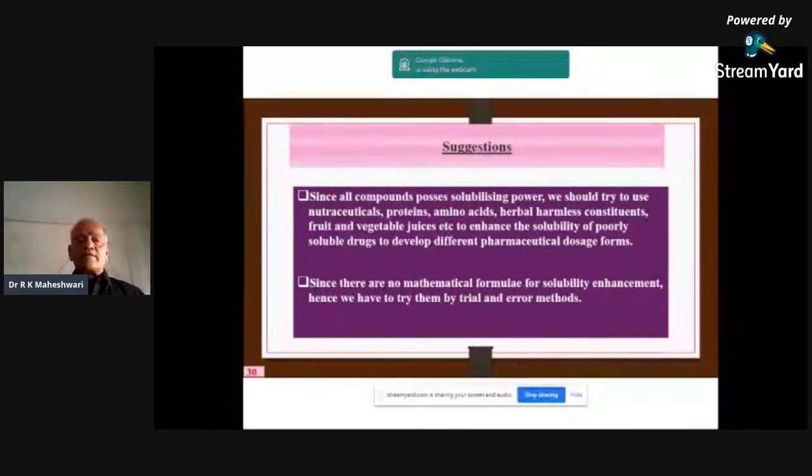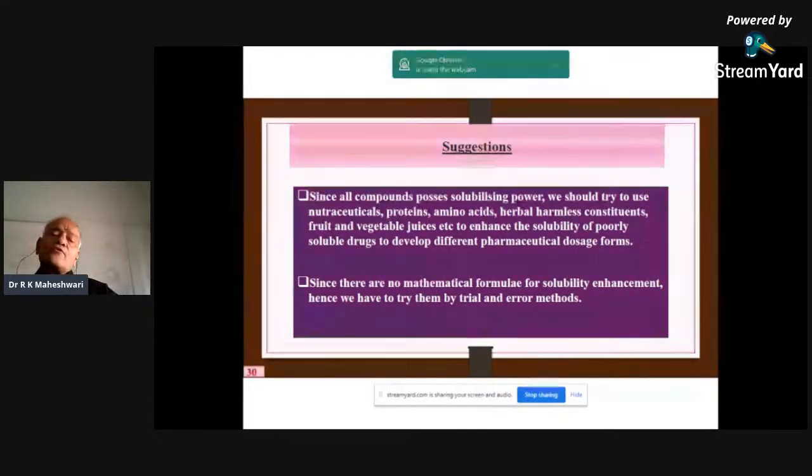Now, suggestions. Of course, this is not the end; I will start another slide. Since all compounds possess solubilizing power, we should try to use nutraceuticals, proteins, amino acids, harmless herbal constituents, vegetable juices, etc., to enhance the solubility of poorly water soluble drugs to develop different pharmaceutical dosage forms.